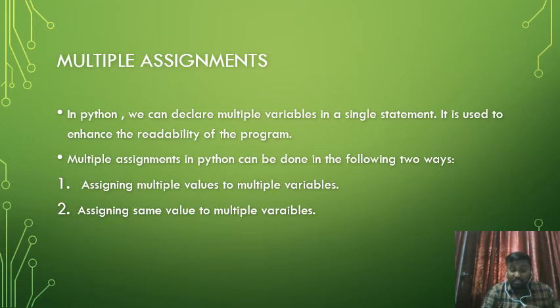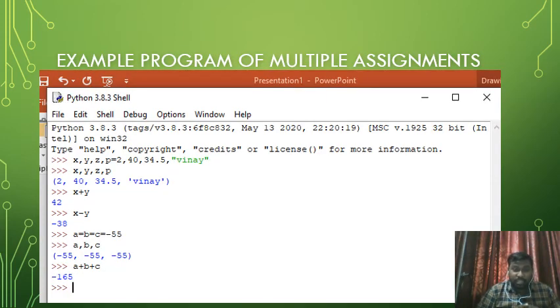Those things we will see clearly. See here the program: x, y, z, p. These are all the four variables, along with four values. 2 is assigned for x, 40 is assigned for y, 34.5 is assigned for z, and "Vinay" is assigned for p. These are all different kinds of values. Each and every value has a different unique data type. So when I call x, y, z, p, automatically those values will be listed. Then I'm giving x plus y, then it will be calculated, and for 2 plus 40, 42 will be the result. Like that the program goes.